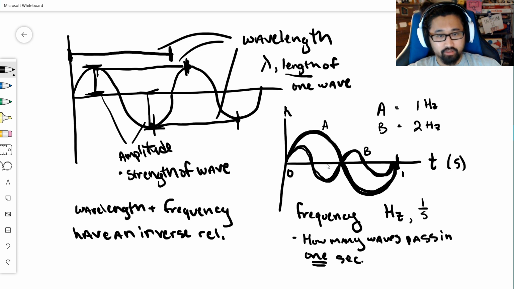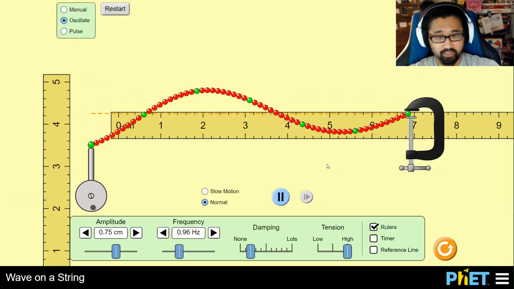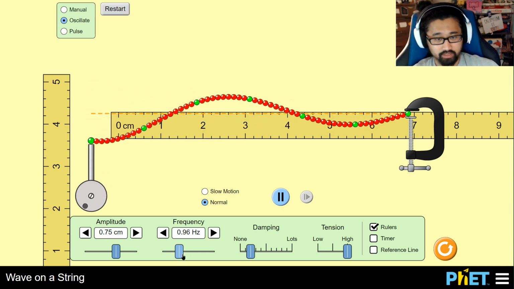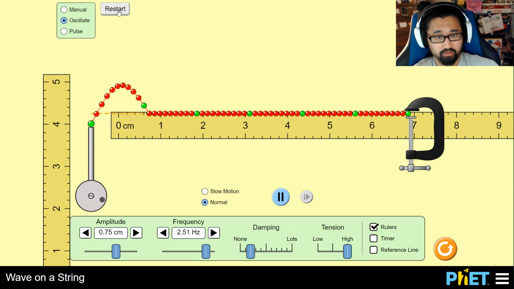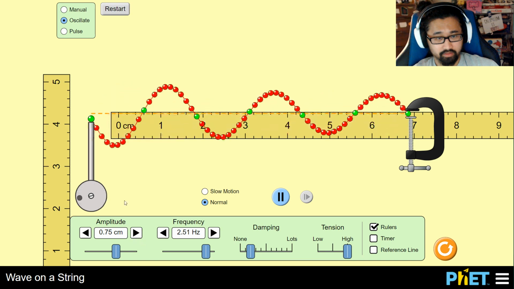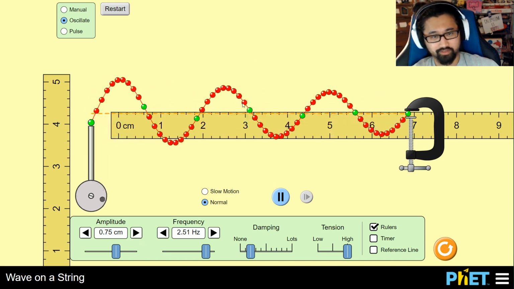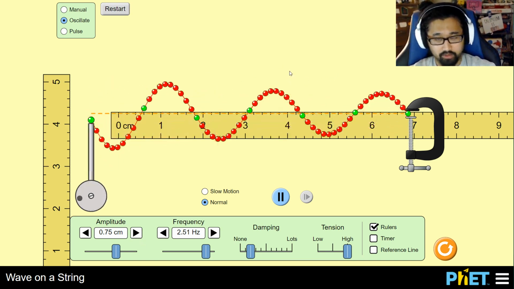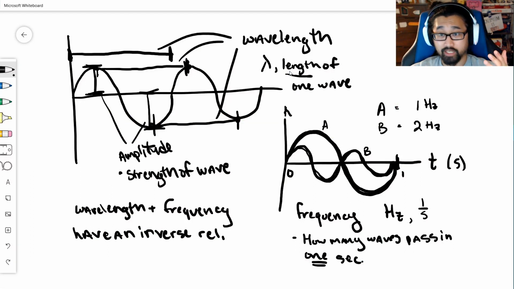Now, I did also show amplitude was affected here, and you guys probably noticed that, right? If I increase the frequency, then the amplitude stays the same here. Never mind. No, that's a bad example. Because this is good. Amplitude is independent. The only way to change the amplitude is to change the actual strength of the wave, right?